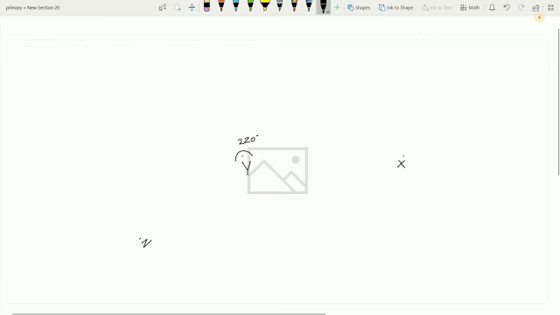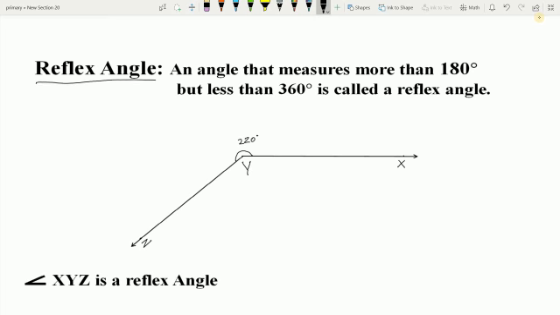Now, let's see the next angle. And the next is reflex angle. An angle that measures more than 180 degrees but less than 360 degrees is called a reflex angle. Students, you can see in the given figure. Here, angle XYZ measures 220 degrees, which is more than 180 degrees but less than 360 degrees. So, we can say XYZ is a reflex angle.